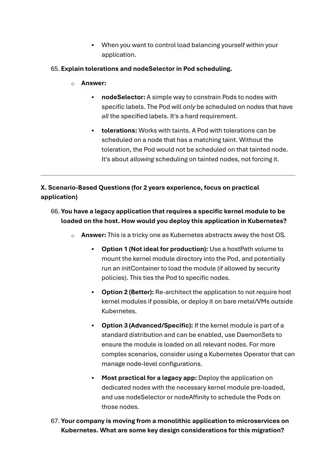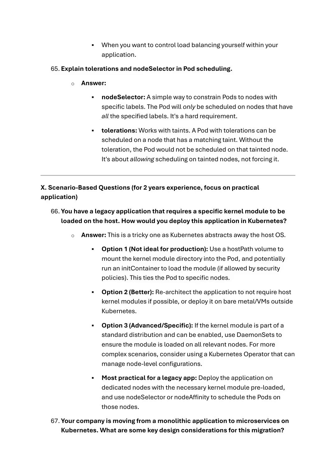65. Explain tolerations and nodeSelector in pod scheduling. Answer: nodeSelector is a simple way to constrain pods to nodes with specific labels. The pod will only be scheduled on nodes that have all the specified labels. It's a hard requirement. Tolerations work with taints. A pod with tolerations can be scheduled on a node that has a matching taint. Without the toleration, the pod would not be scheduled on that tainted node. It's about allowing scheduling on tainted nodes, not forcing it.